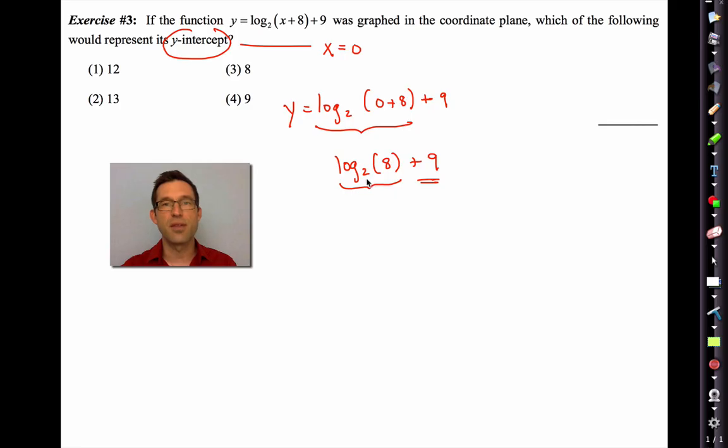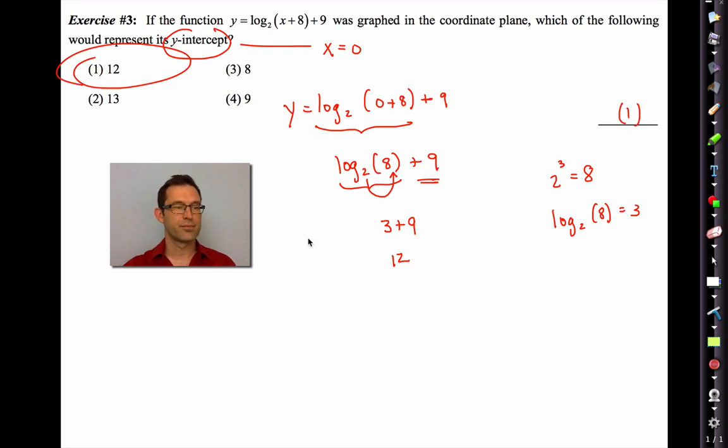And again, that's going to be the exponent I have to raise 2 to in order to get 8. Well, we know 2 to the 3rd is equal to 8. So the log base 2 of 8 is equal to 3. So that's going to be 3 plus 9, and we're going to have a y-intercept of 12. All right, simple enough. Pause the video and write down anything you need to.